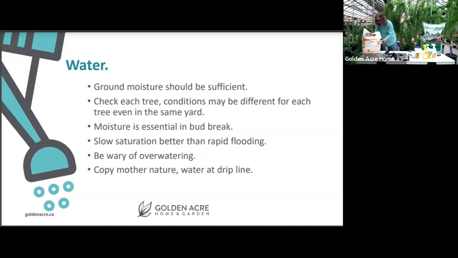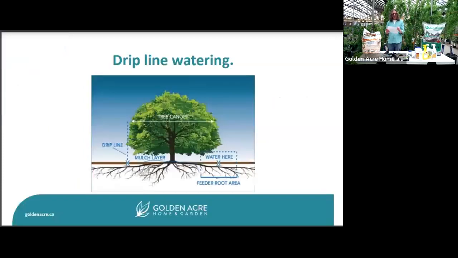Okay, and then the next slide is simply the drip line. I see people go to a relatively mature tree and they water right at the stem. There's no real roots there to drink up that water. The drip line, Mother Nature's grid. And if you've ever been out on a rainy day, not a thunderstorm, do not do it in a thunderstorm and lightning storm, please do not hide under trees.